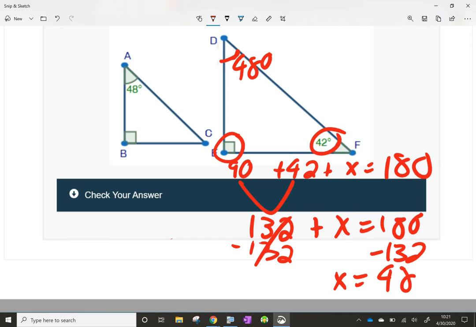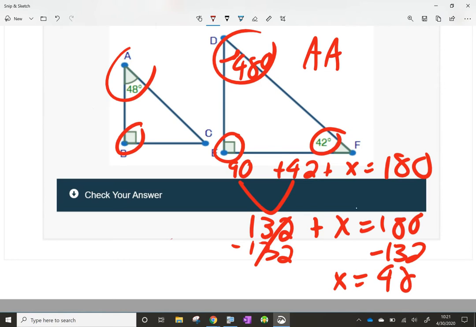So it didn't tell us that right away. We had to do a little bit of math to find it, but guess what? Now I've got two pairs of matching angles. I've got the 90-degree pair that counts, and I've got the 48-degree pair that counts. So since I have two angles that are the same, it is angle similarity again.